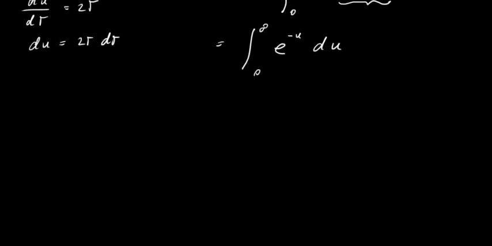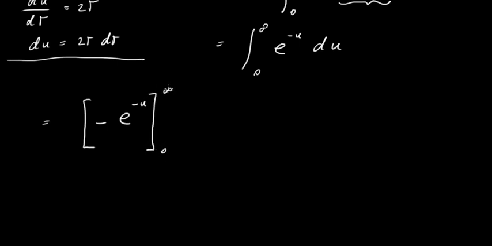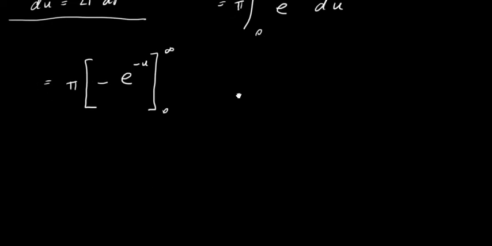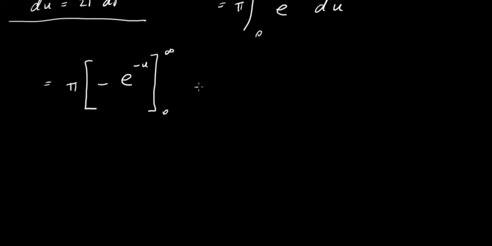Okay, so let's see what we can do with this one. We can integrate e to the power of minus u. That's just a straightforward integral, and we get minus e to the power of minus u. Remember, we're going from 0 to infinity here, and we have our pi outside here as well, by the way. Better not forget that. It's this pi here. Okay, so let's evaluate this then.